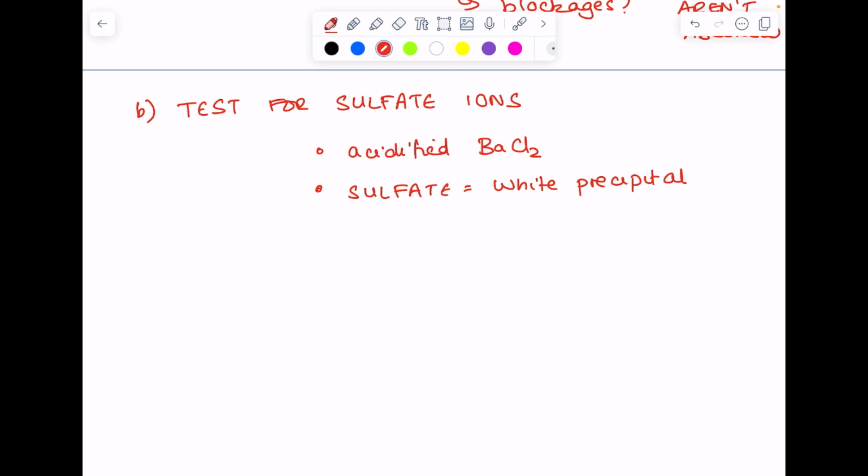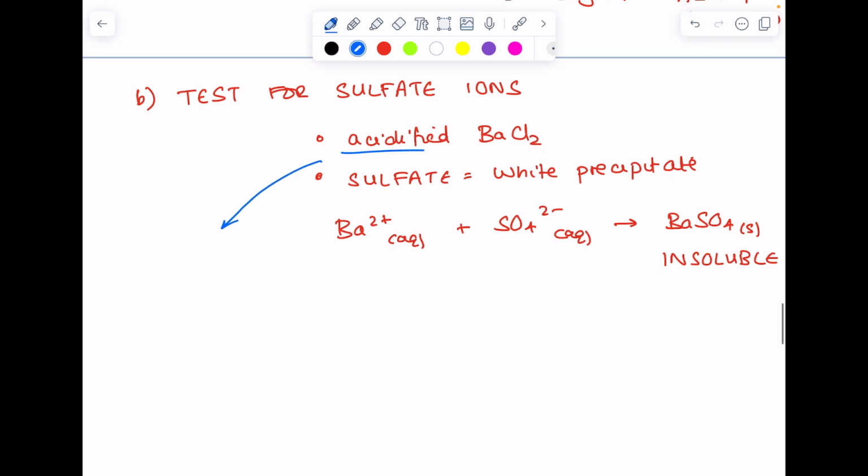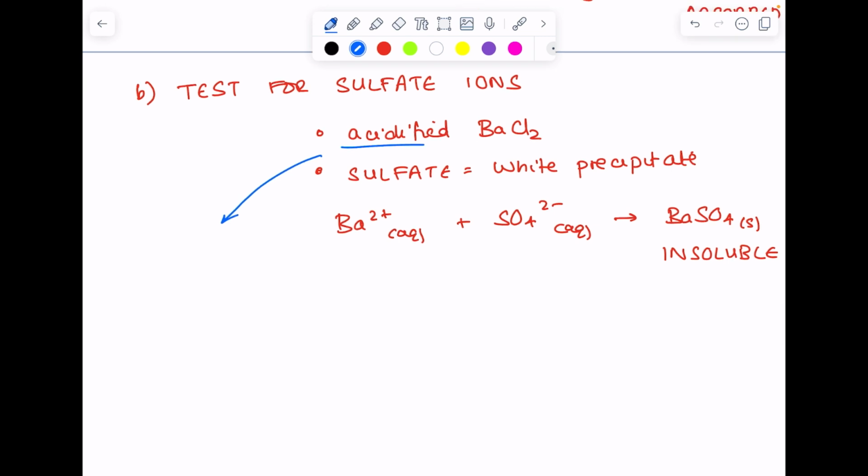And if you were to look at the ionic equation, you've got those barium ions reacting with the sulfate ions to form barium sulfate, which is a white precipitate, a solid. So this is insoluble again. Remember that we need that acidification with something like hydrochloric acid in order to react with any carbonate ions which could interfere with the test and produce carbon dioxide. So that acid reacts with any carbonate ion impurities.